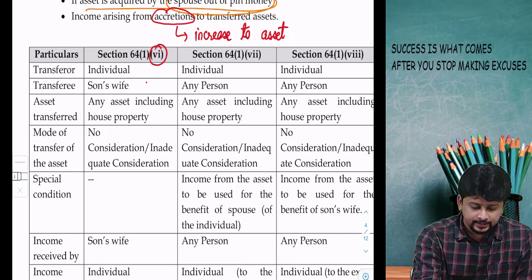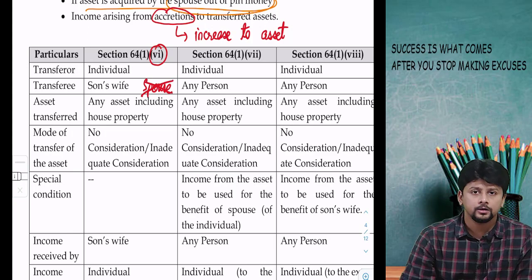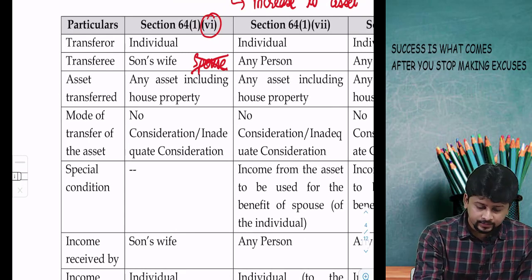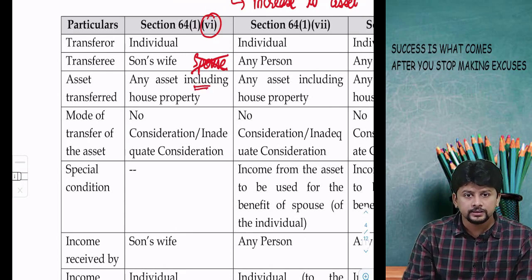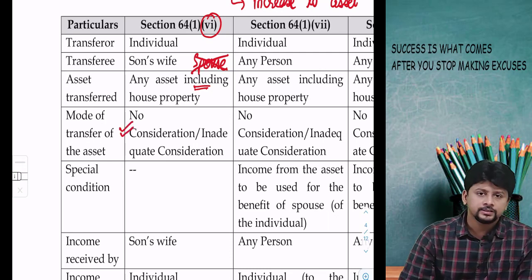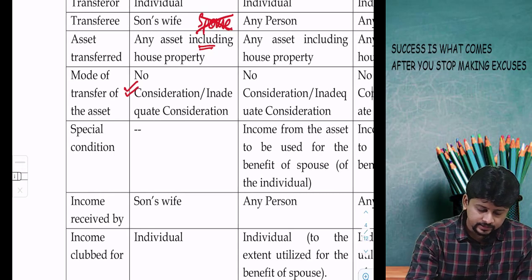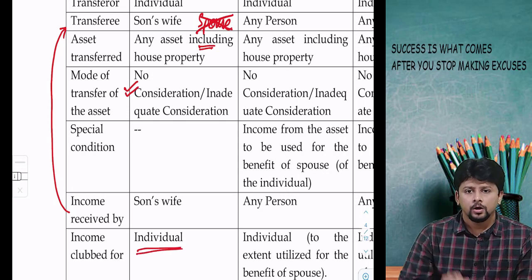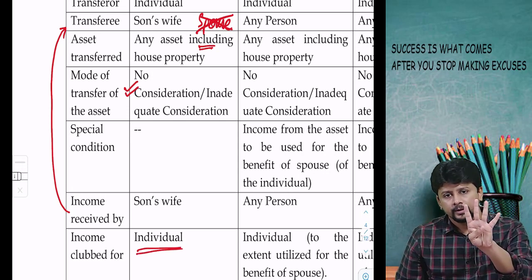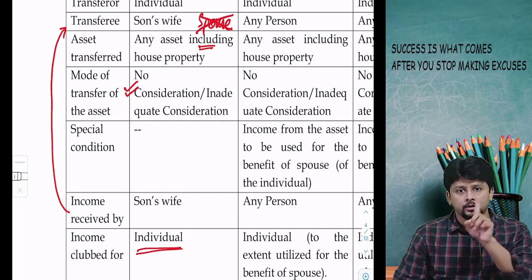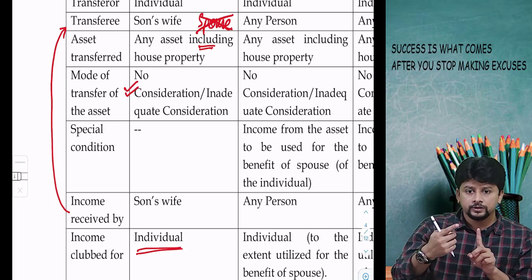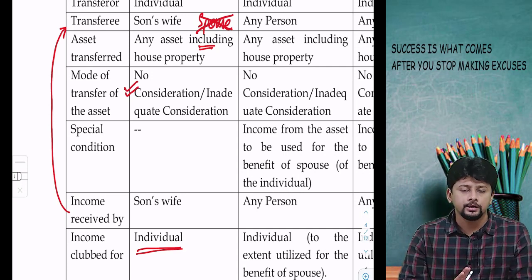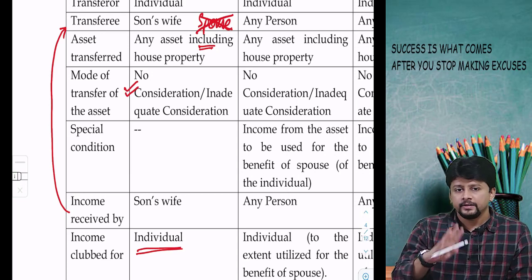64(1)(vi): instead of spouse in clause number 4, there is son's wife. The individual is transferring an asset to son's wife. This time every asset including house property is considered. No consideration, inadequate consideration still remains the same. Income is received by the transferee but will be clubbed with the transferor. All the points of 64(1)(iv) will apply to 64(1)(vi) also, but the only difference is, number 1, instead of spouse it will be son's wife, and number 2, house property here is also included in the section. The concept of deemed owner under section 27 does not cover this.